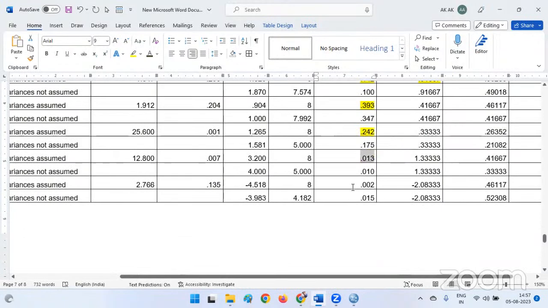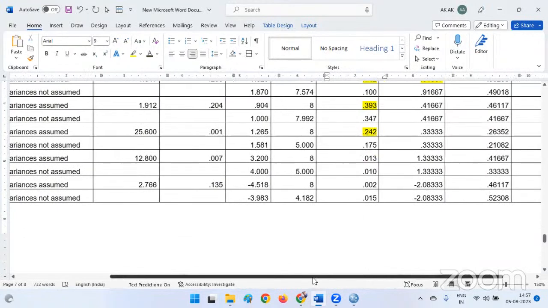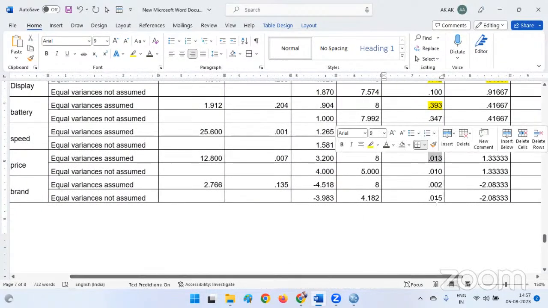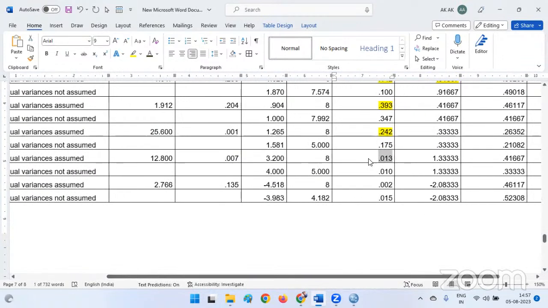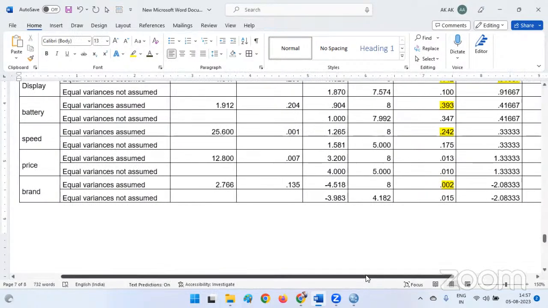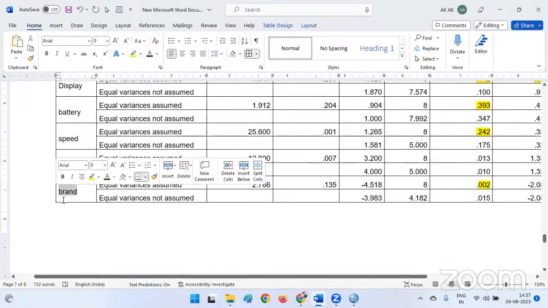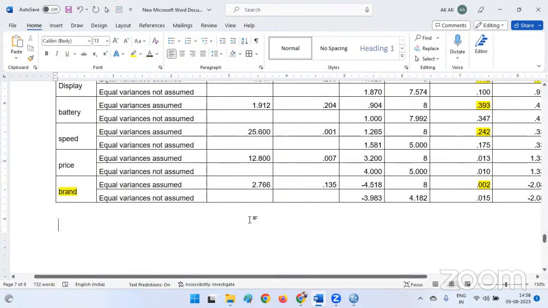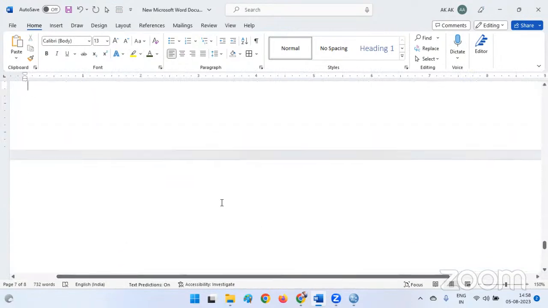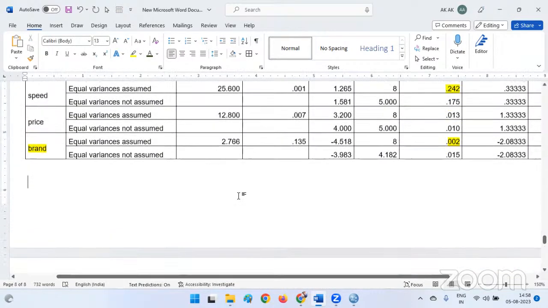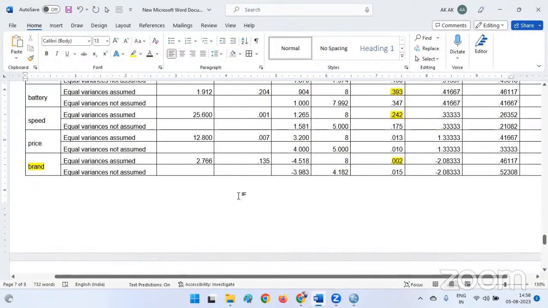But for brand and price, not for the price also, it's above 0.05, but this is below 0.05. So we can say that brand is the only variable that is making a significant difference between the two clusters. Okay, hope it is clear.